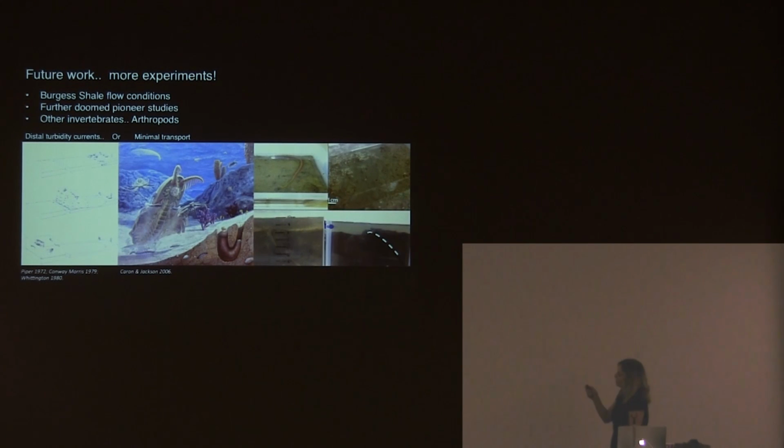So to sum up then, yes, I still have to do Burgess Shale flow conditions in my lab once I have the rest of my data analysed. Then I have further doomed pioneer experiments where I'm going to leave them in for a while to see what they are able to do if I leave them in the anoxic sediment for up to a number of days. Do they eventually expire? Or can they make networks of burrows and not just simple U-shaped ones? And thirdly, yes, I will be using other invertebrates, so I'll be using arthropods, probably shrimp as well, to represent a larger proportion of the Burgess Shale.